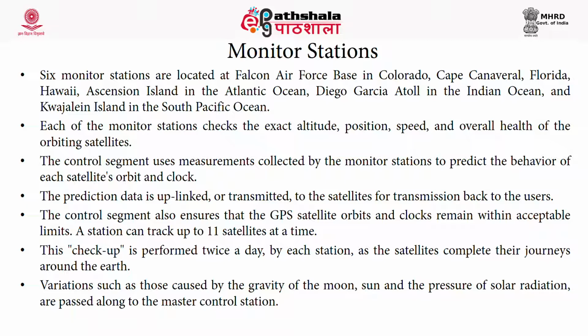A station can track up to 11 satellites at a time. This checkup is performed twice a day by each station as the satellites complete their journeys around the earth. Variations caused during such periods, such as by the gravity of moon, sun and the pressure of solar radiations, are passed along to the master control station.